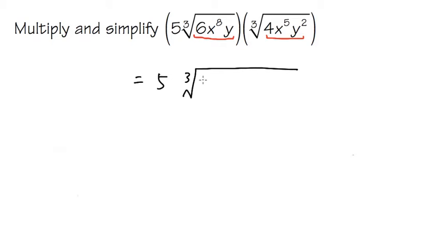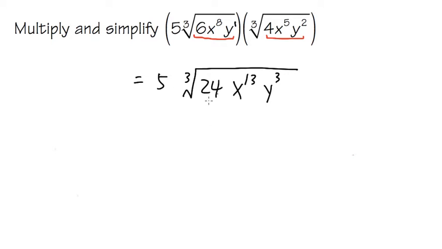6 times 4, that will give us 24. X to the 8th power times x to the 5th power, what do we get? Well, what do we do with the exponent? When we multiply, remember, we are going to add the exponents. So we have x to the 8 plus 5, that's 13. Next, we have y, and this is like y to the what power? Y to the first power, right? So y to the first power times y squared, that will give us y to the 1 plus 2, which is 3.